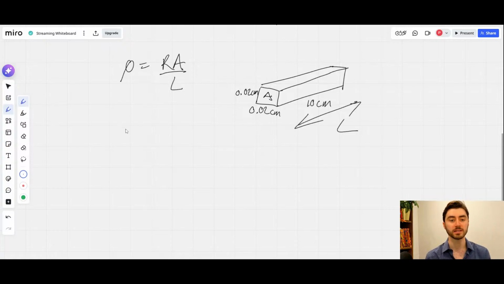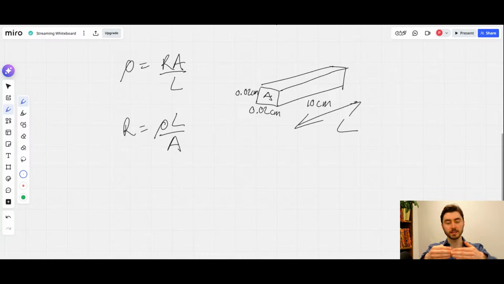Now, why does this make sense? Let's rearrange this and say that R is equal to rho L over A. The reason this makes sense is that if you imagine being an electron moving through this system, the further in you go, the more resistance you're facing. You expect the resistance to go up the more you have to get through.